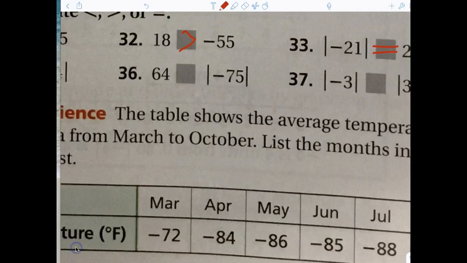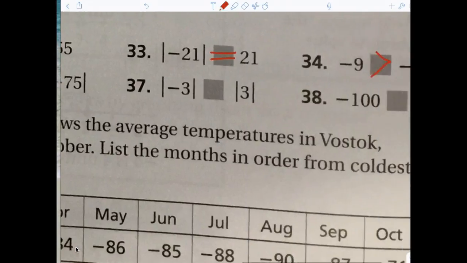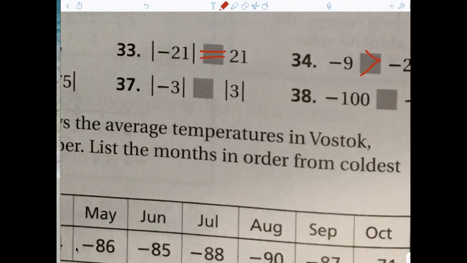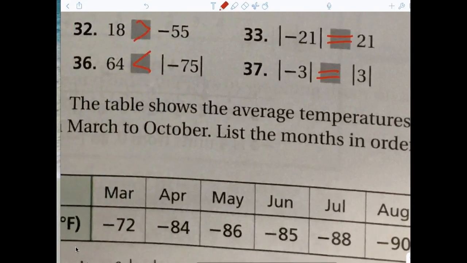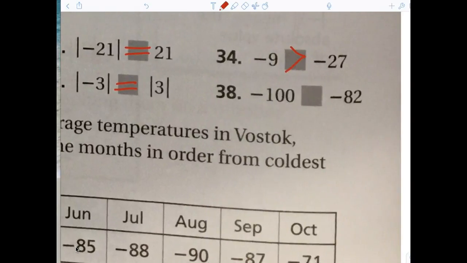Hold on, hold on. Don't be fooled. So 64 is less than. Very good. Good job, girl. All right, 37. Equal. Good. All right, we're going there, but he just got stuck. All right, 38.